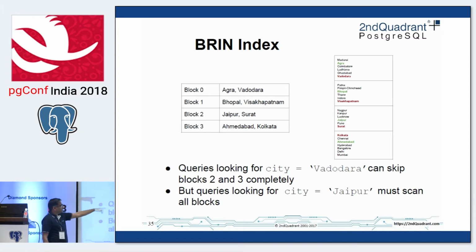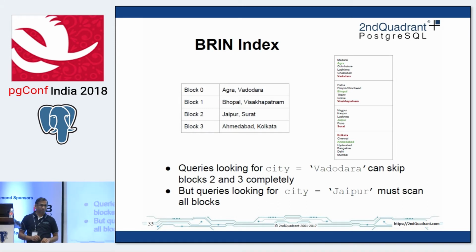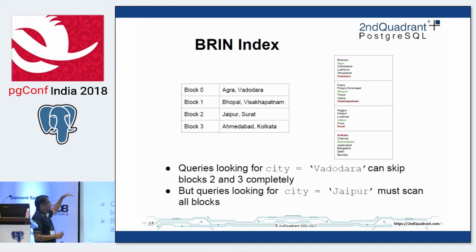But when you query, for example, when you are looking for city Vadodara, it can skip blocks 2 and 3 completely, because it knows they do not contain any tuple which could be Vadodara. But it cannot skip blocks 0 and 1 because Vadodara fits into both these ranges. So it must scan blocks 0 and 1, but it can skip blocks 2 and 3 completely. Obviously selects are more expensive, because now you need to scan multiple blocks, but the index size, the footprint, is pretty small.